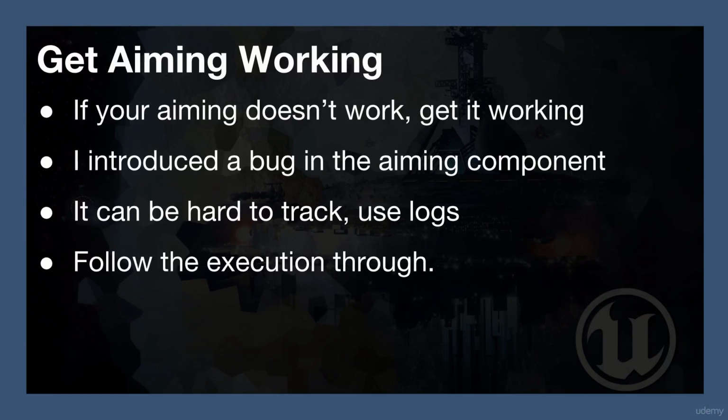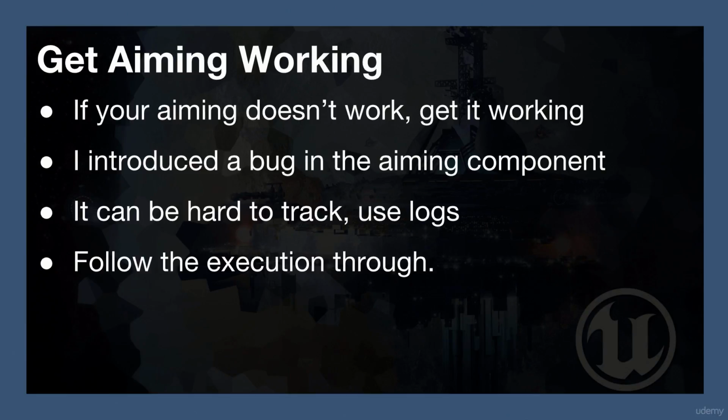My aiming starts, my tank, with a player controller. The AI tanks with the AI controller. Follow the execution through. Find out what's running and what's not. I suggest you use a single log statement, put it somewhere, compile, see if it's being run, move it, and find out where the problem is. Have a go, pause the video, and see if you can get aiming working if yours isn't.